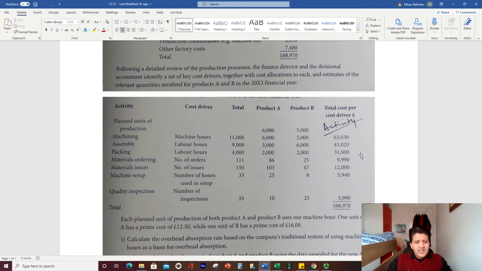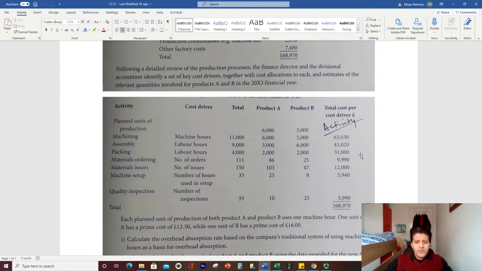Then we have machine setups cost. These are normally based on the number of times a product is produced. Every time we do that, we have to change spare parts, we have to change dies, we have to flush out the system and so on. So that is a setup cost. And then the number of hours used in a setup. Every time you set up, it takes some labor hour time, and 33 total hours were used, 25 for A and 8 for B. The cost of setups is given.